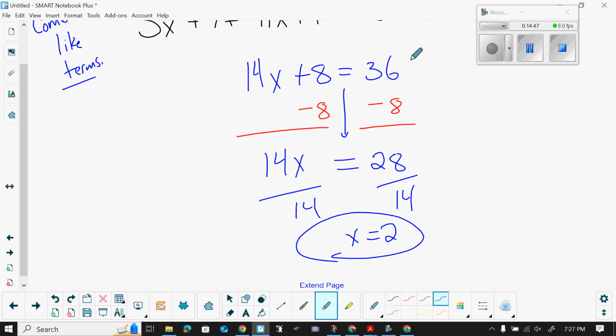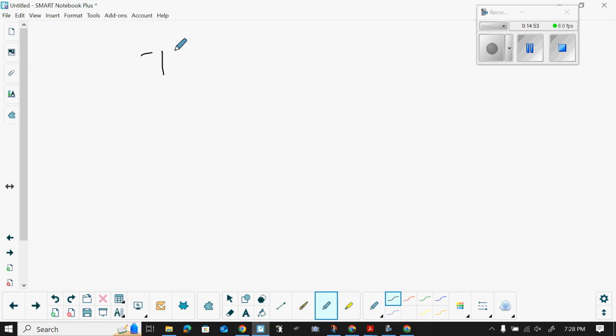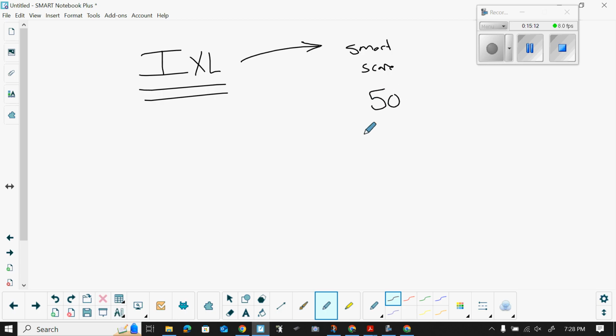Now, this is just a little short reminder of what you're going to be doing with algebra equations. There are several IXL practice assignments. Remember, these are set to a lower grade level, and they're just meant to be reminders of how to do these things. There are several of them, but remember, you only have to get the SMART score of 50. You do not have to get the whole score of 100.